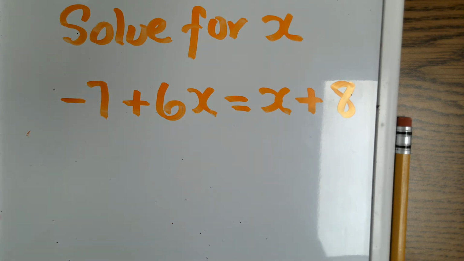We're trying to solve for x with this particular equation, and we have the equation as follows. Negative 7 plus 6x is equal to x plus 8, and we need to get x by itself.